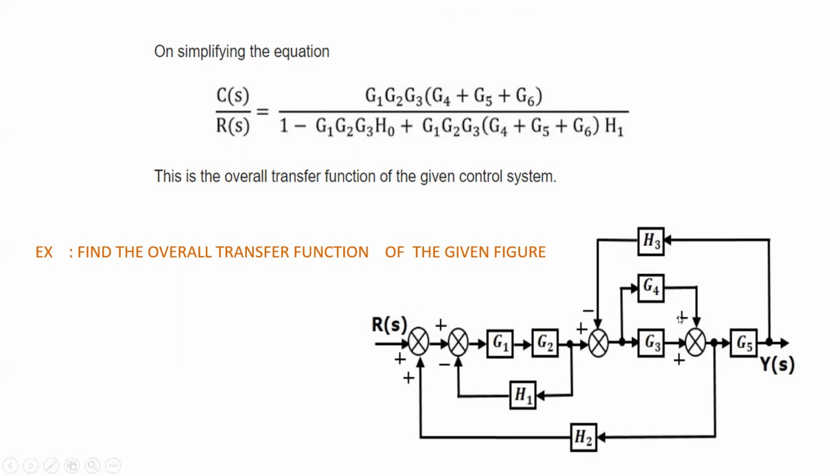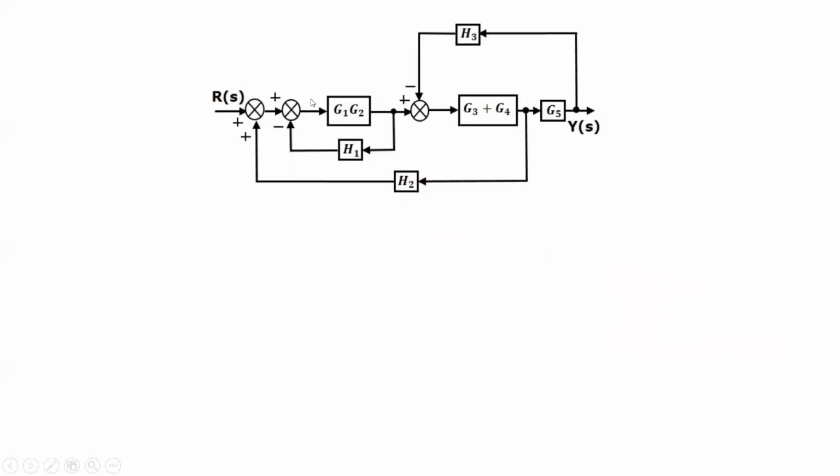So let us simplify these two. We have what is called this. So we have simplified this G1 and G2 and G3 plus G4. So we have a negative feedback loop, and we have a negative feedback loop.